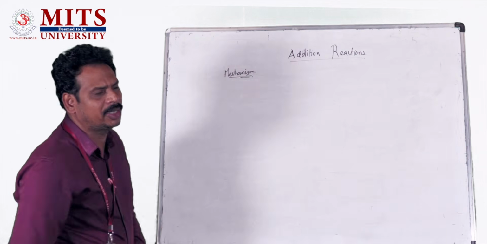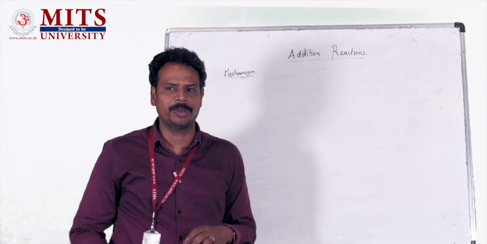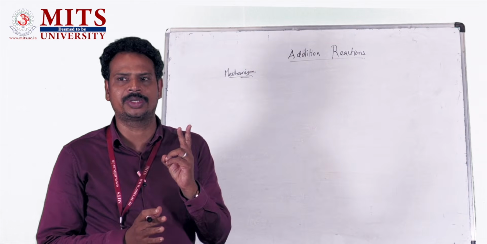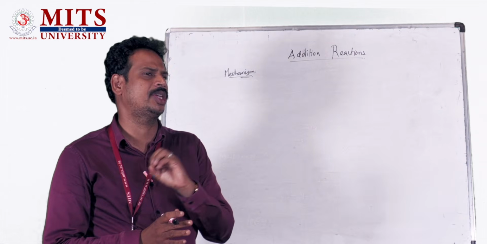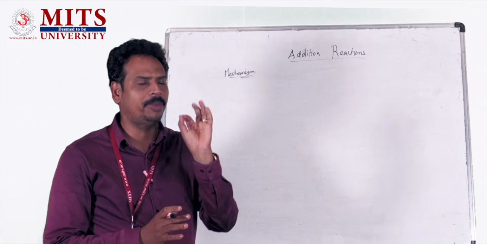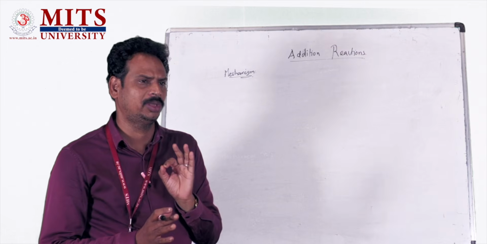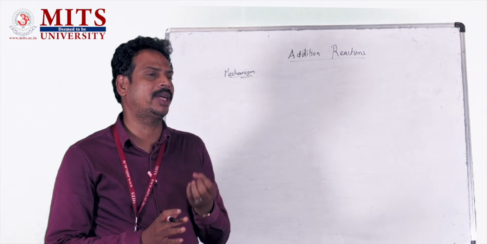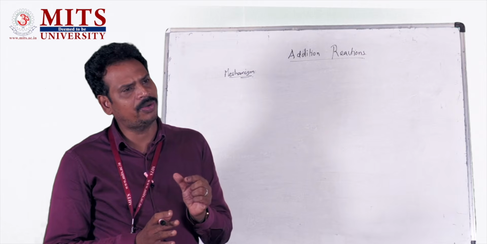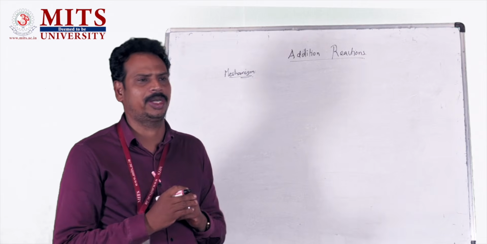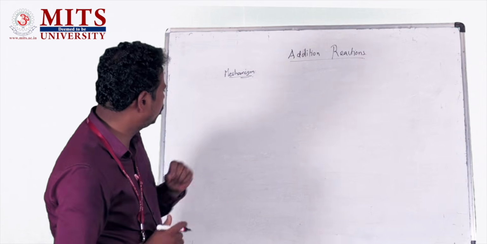Mechanism of this particular reaction. Here the mechanism follows two steps, step 1 and step 2. Step 1 is the formation of the carbocation, and then step 2 is the attacking of the nucleophile on this particular carbocation. Okay, so there are two steps here.